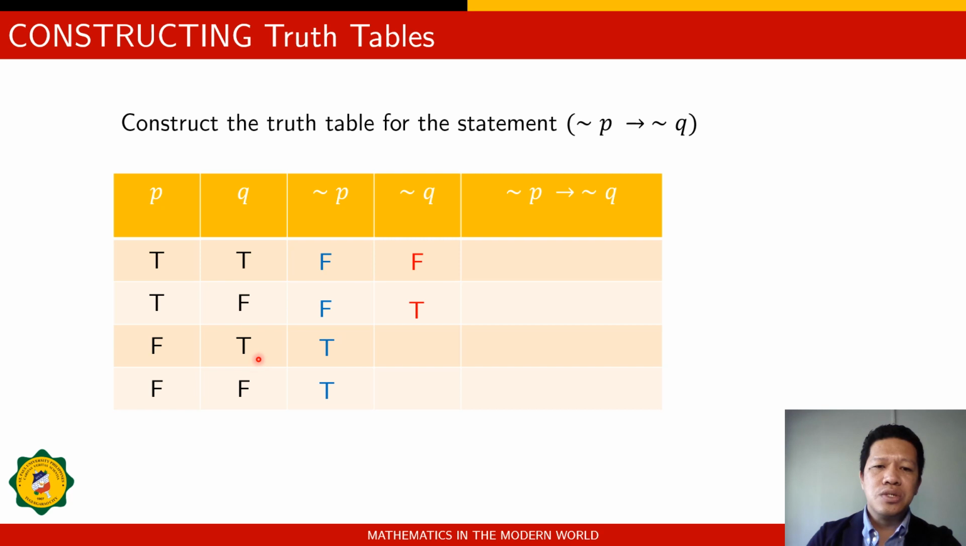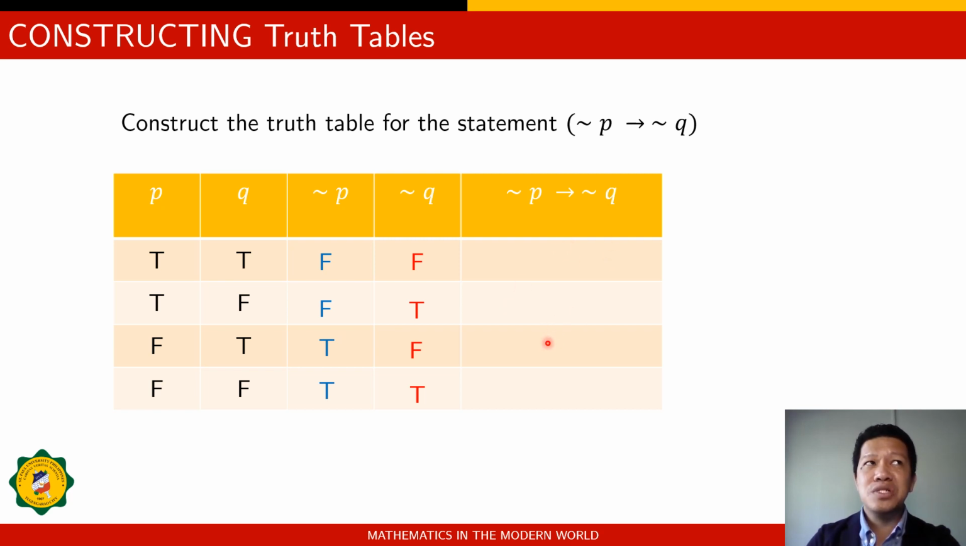And if Q is true, then not Q will be false. And if it's false, then not Q is actually true. And we now have the complete compound statement, not P implies not Q, as your last column here. So what we're going to use here will be these columns for not P and not Q, but now we're going to use the conditional because this one is if-then, or implies, no?